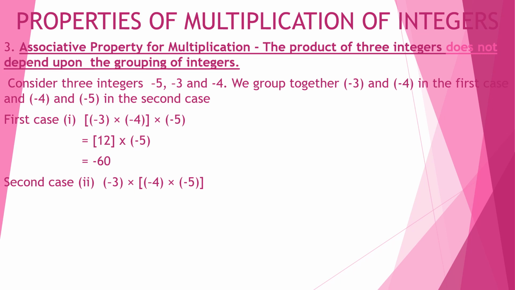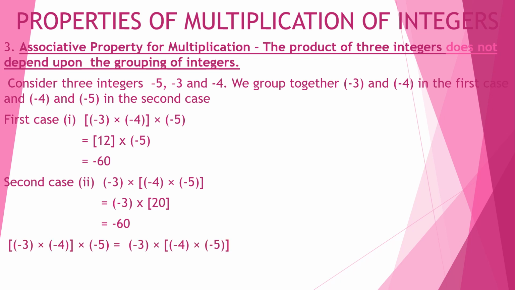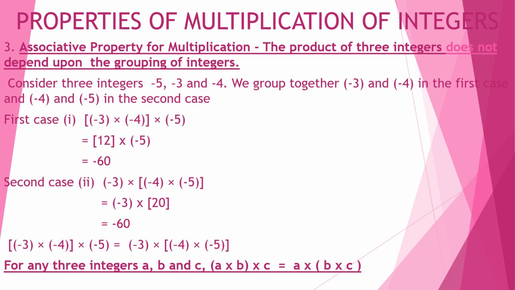Now let me take the second case in which I have grouped together minus 4 and minus 5. Evaluating the parentheses first, minus 4 into minus 5 is plus 20. Now minus 3 into 20 gives me minus 60. So I find that the first case and the second case are giving me the same product. So for any three integers a, b and c, a into b into c is equal to a into b into c with the grouping changed.